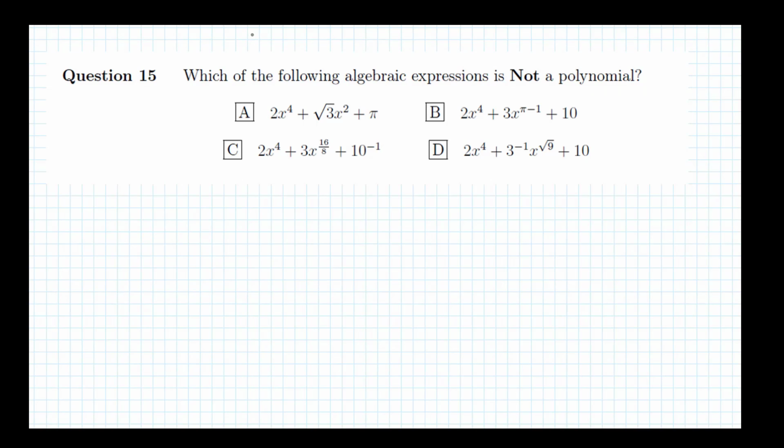Question number 15. Which of the following algebraic expressions is not a polynomial? Actually, this question is very simple because it's enough to be interested in the power of x. A is a polynomial. Whereas in B, we have x to the 4 and x to the power of pi minus 1. And as we know that pi is an irrational number, so pi minus 1 also is an irrational number. So the right answer here is B.